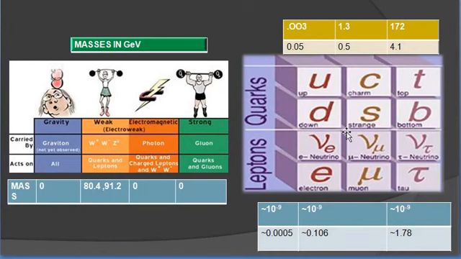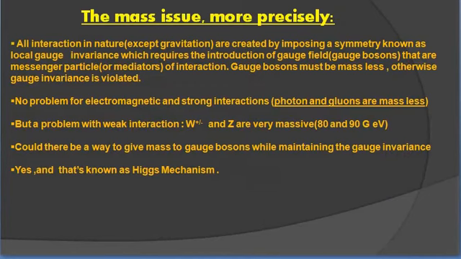These are the corresponding masses of quarks and leptons. We can see that the top quark is the heaviest among all quarks and the tau lepton is the heaviest among all leptons. And this is the mass of the force carriers. We can see that the graviton is massless, the gluon and photon are massless, but the W plus-minus and Z bosons have masses 80.4 and 91.2 respectively.